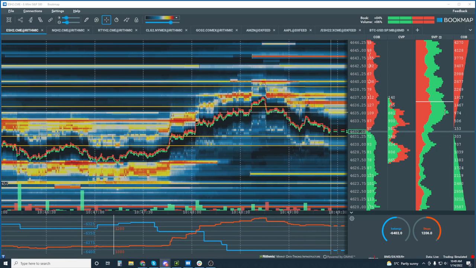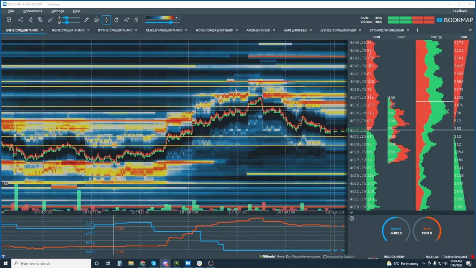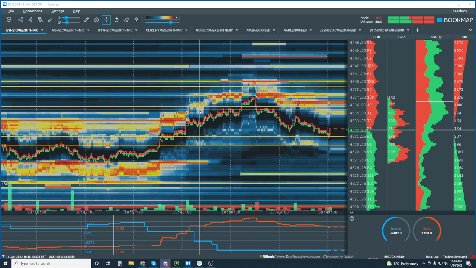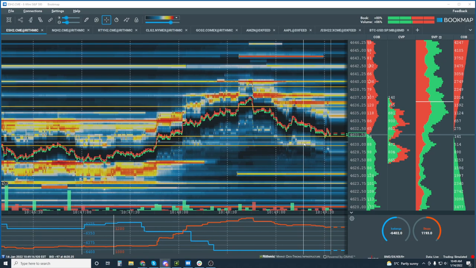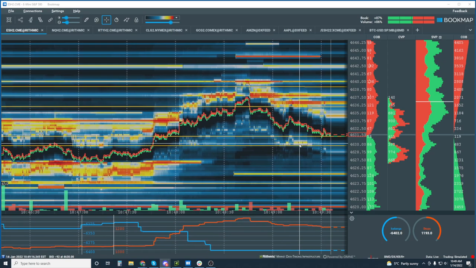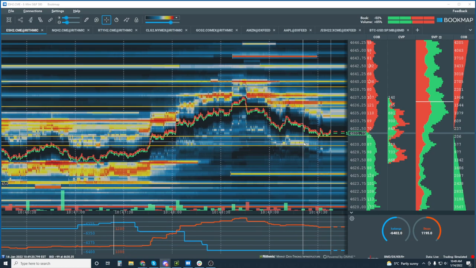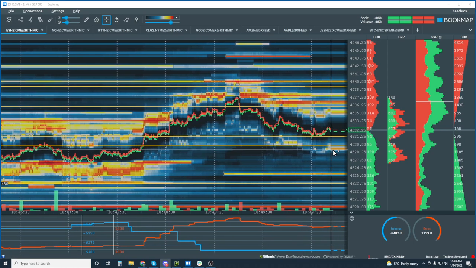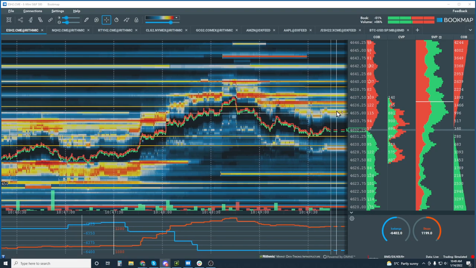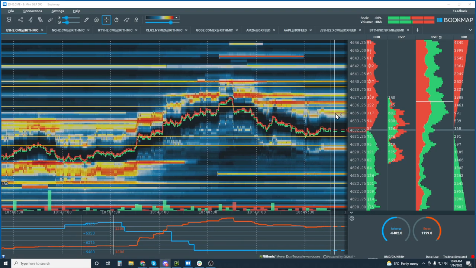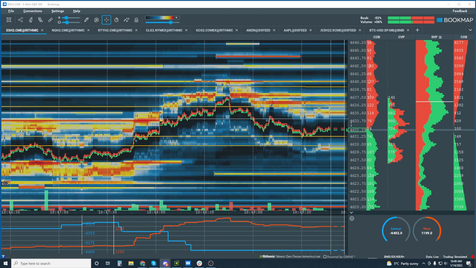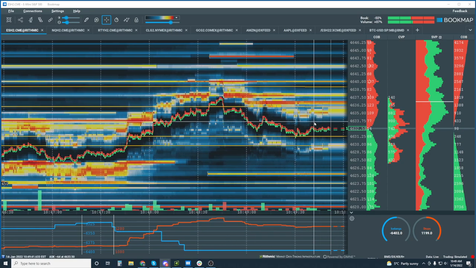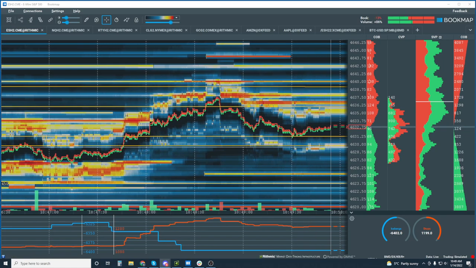Okay, now I don't like that we're below the point of control here, right? The most traded level. Now, I know that has nothing to do with the heat map. The heat map is saying they want to be buyers here, and they just pulled, so they don't really want to be buyers here. They want to be buyers a little bit lower. And they're adding on the offer as well. Let's look for an imbalance here, and look at the reaction to this imbalance.